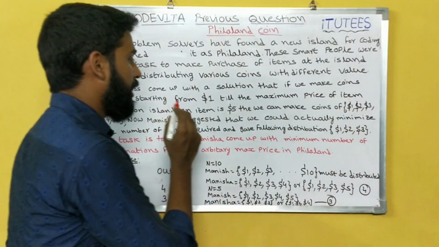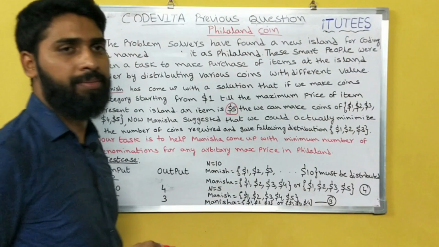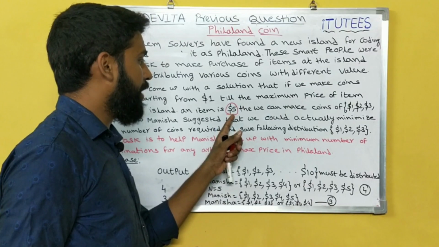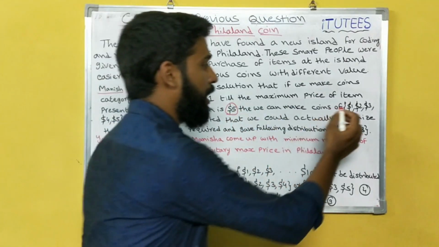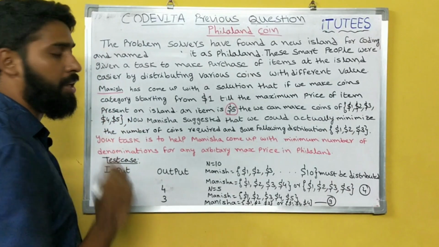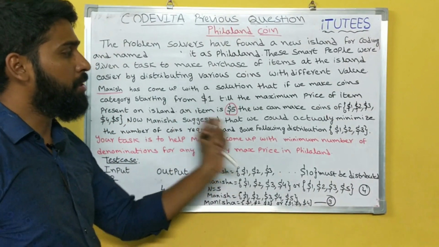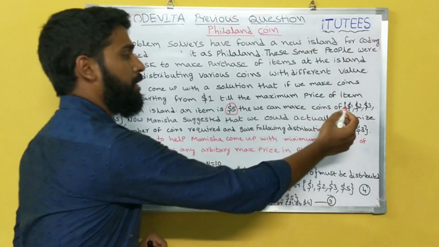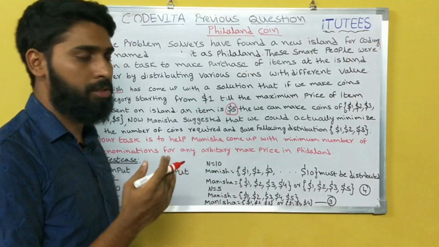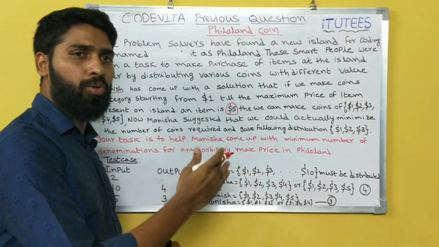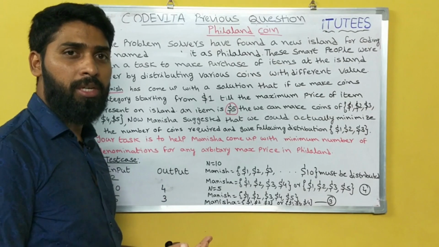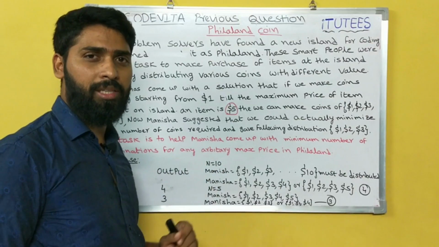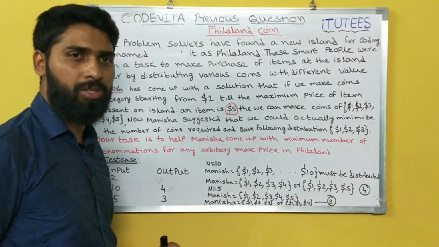So if an item is $5, Manish suggests making $1, $2, $3, $4, $5. That means they are going to make 5 types of coins for $5. That means you can satisfy all the numbers below it also, so the numbers below 5 are 1, 2, 3, 4. You can buy items with price $4, $3, $2 and $1. Make coins like this, then their problem will be solved.